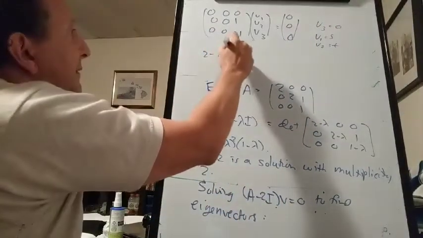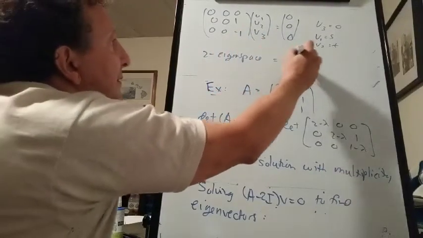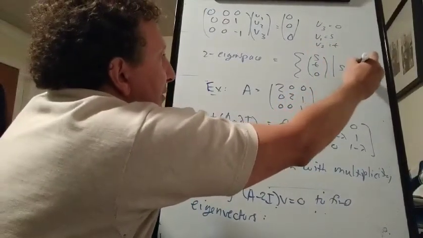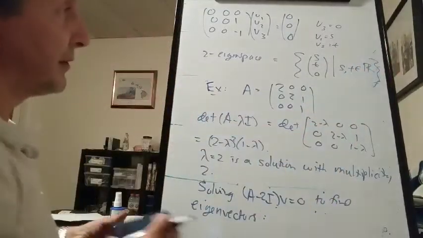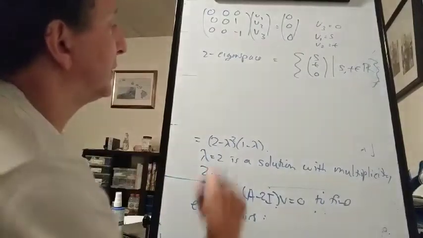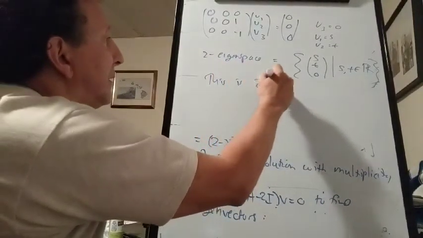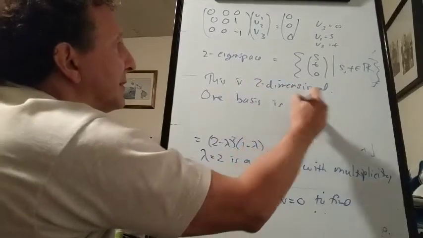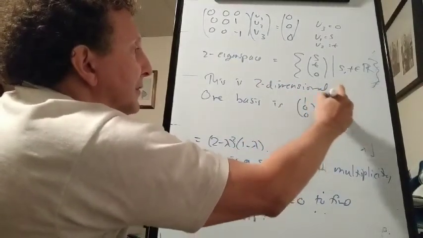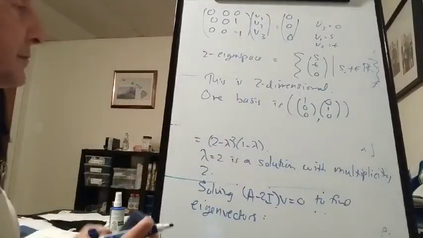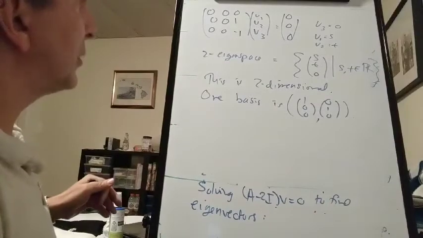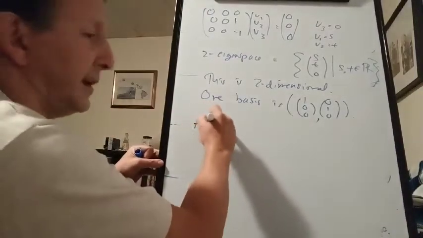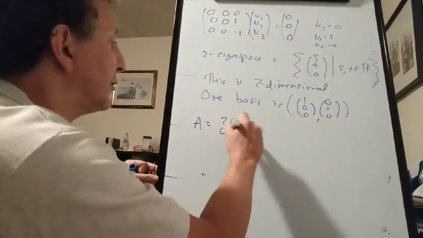So the 2 eigenspace is all the vectors s, t, 0, where s and t are real. So this is two-dimensional. One basis is 1, 0, 0 and 0, 1, 0. Now, I just erased the matrix, but we had A equals 2, 0, 0, 0, 2, 1, 0, 0, 1.